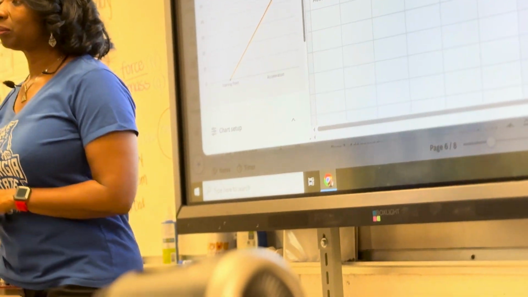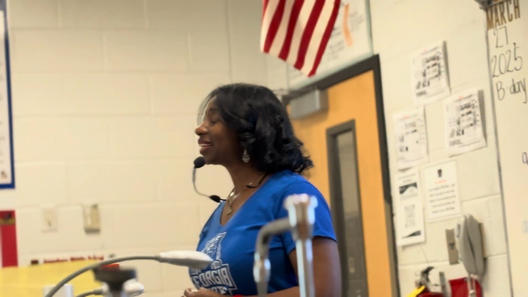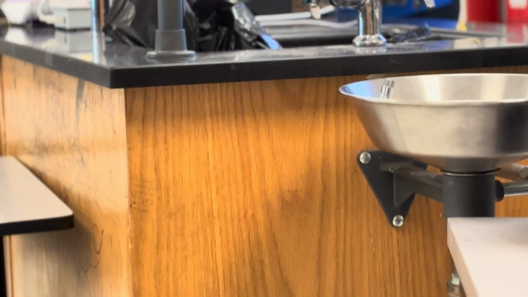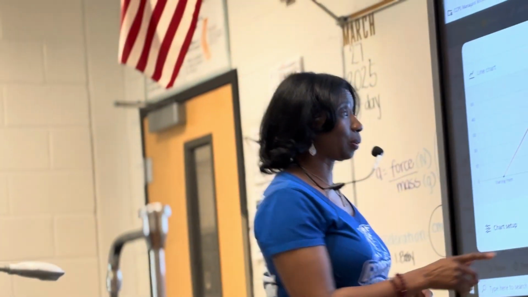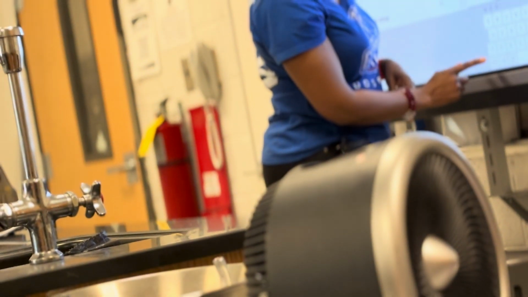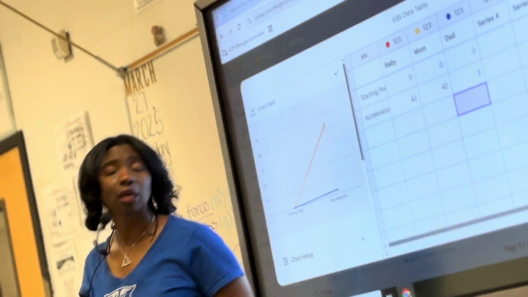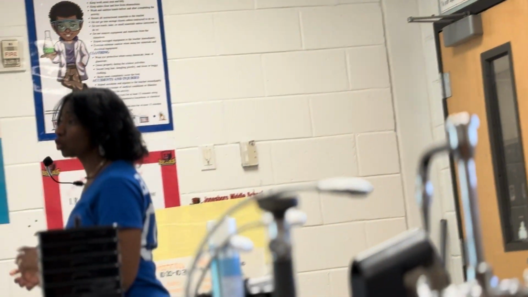And dad. You got something different? You got 2.5? Okay. So here's what I want to do before we talk about the graph. I want us to just make sure that when we calculate our acceleration, that we calculate it correctly.